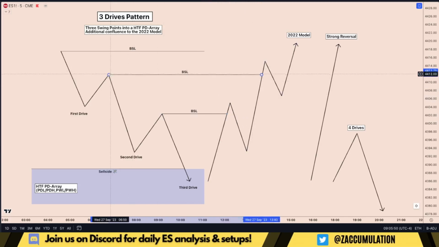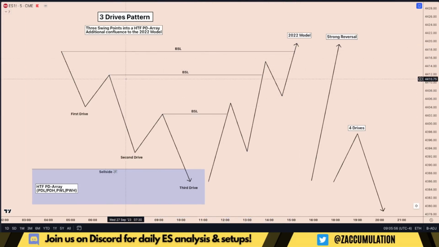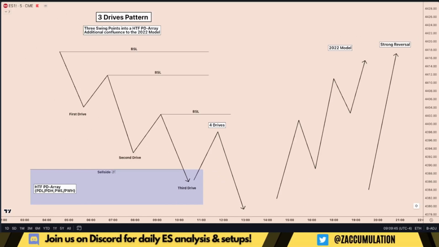After we have run out that second high, we pull back one more time and we continue to run the third high. And this is how you can combine the free drives pattern with the 2022 model for even more confluence. So now we have already discussed the free drives pattern basics. We form 3 swing points into a higher time frame PD array, and we either get a strong reversal because all this, it's engineered liquidity, or we get a 2022 model, so we have additional confluence.